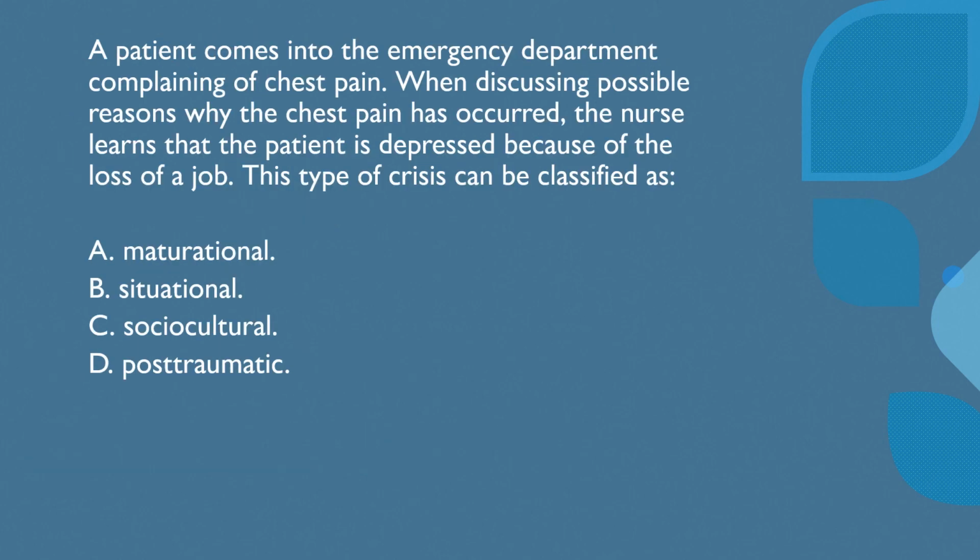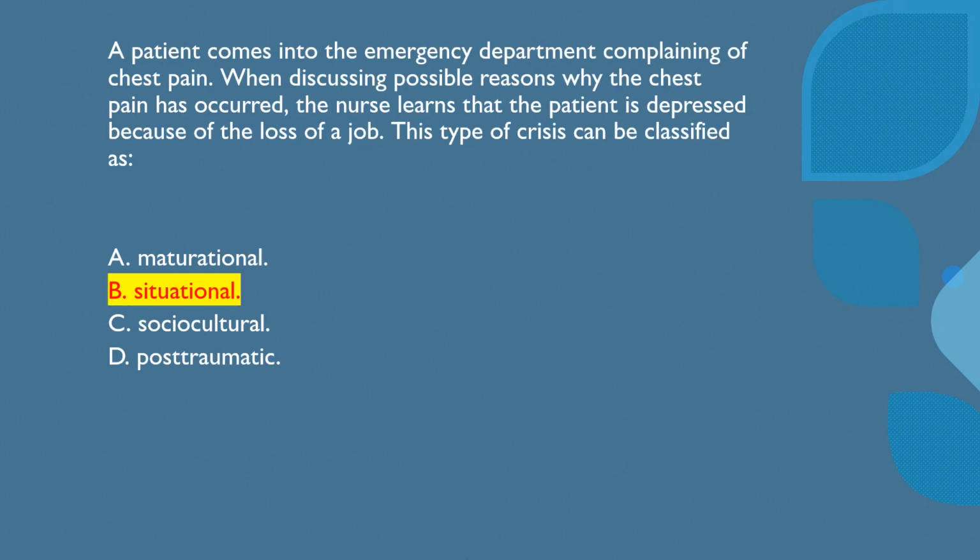A patient comes into the emergency department complaining of chest pain. When discussing possible reasons why the chest pain has occurred, the nurse learns that the patient is depressed because of the loss of a job. This type of crisis can be classified as A. Maturational, B. Situational, C. Socio-cultural, D. Post-traumatic. Answer B. Situational.